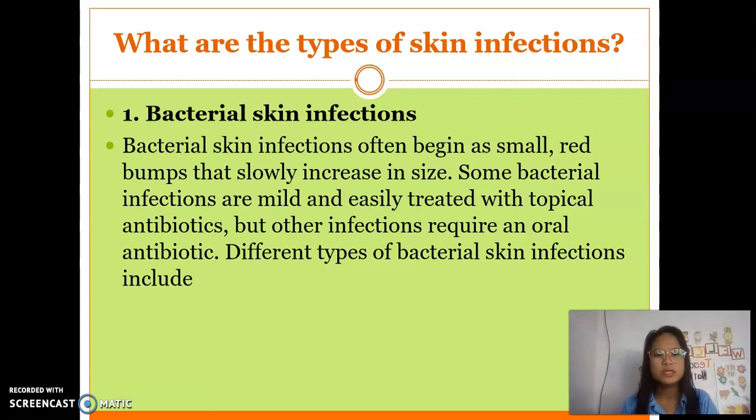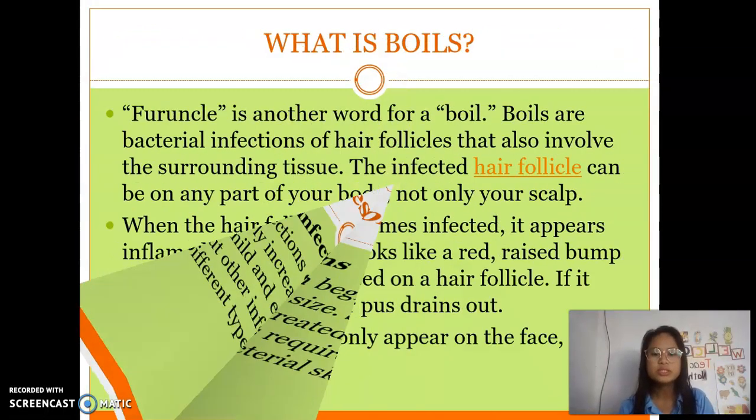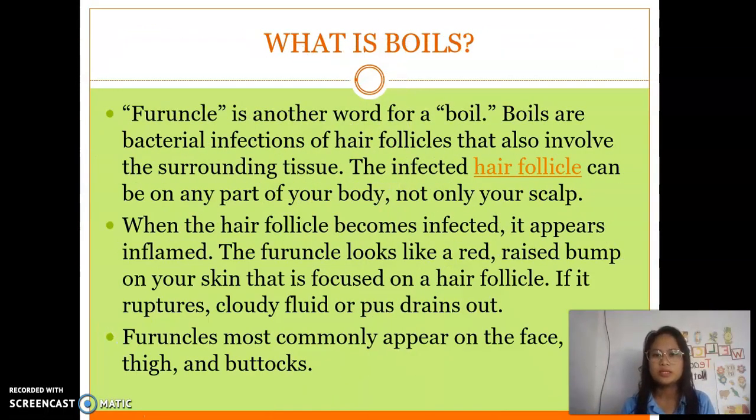Different types of bacterial skin infections include: Number 1 is boils. Furuncle is another word for a boil. Boils are bacterial infections of the hair follicle that also involve the surrounding tissue. The infected hair follicle can be on any part of our body, not only on our scalp.